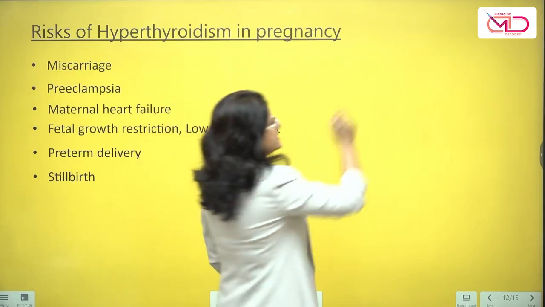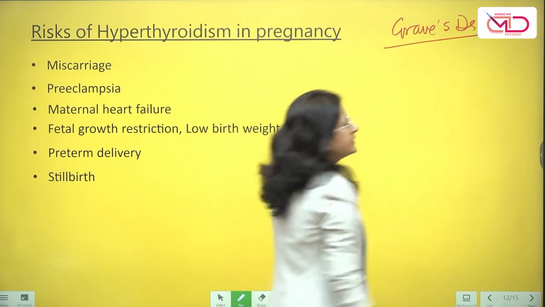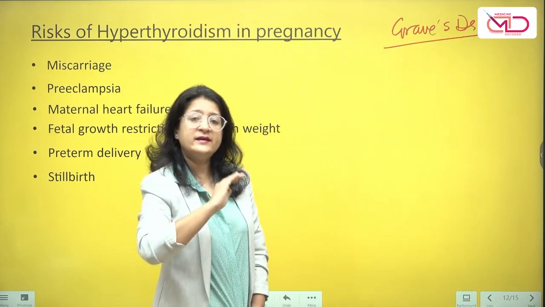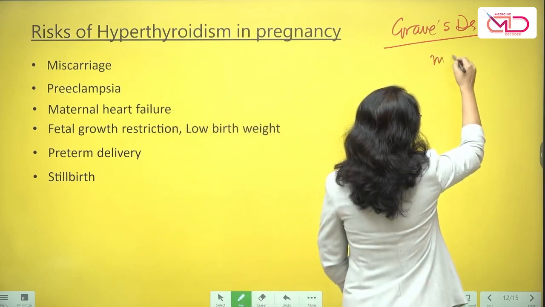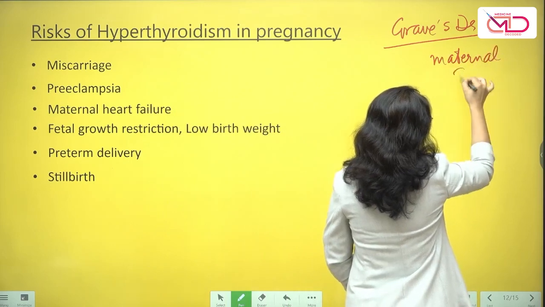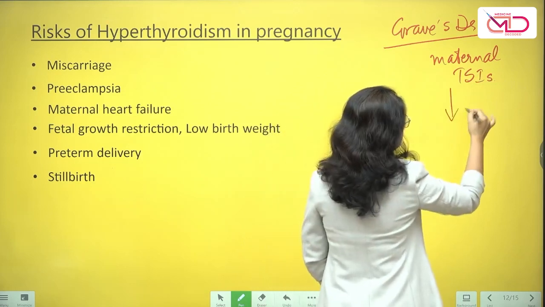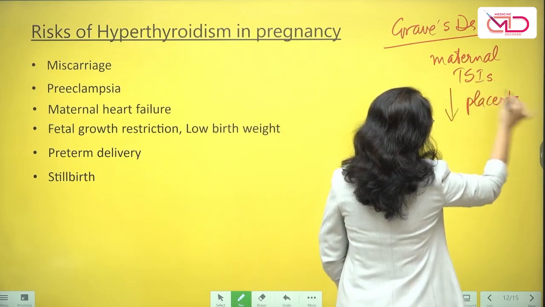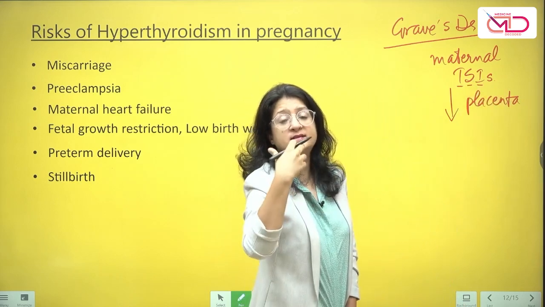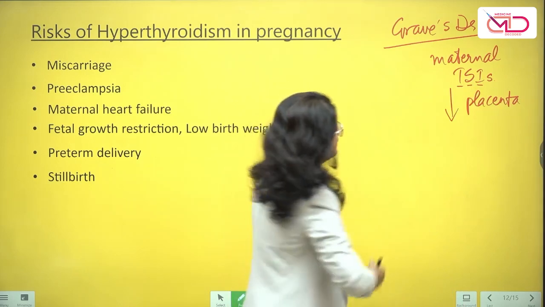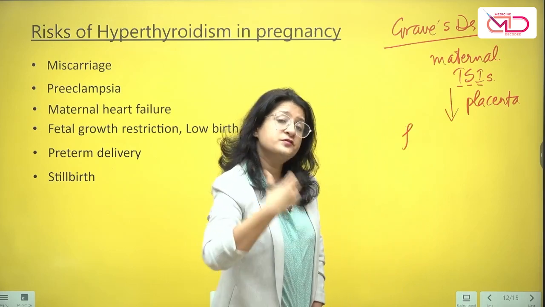Now, with Graves' disease, where maternal autoantibodies are present in circulation, there can be very distinct effects on the fetus as well. The maternal autoantibodies, which are thyroid stimulating immunoglobulins, can cross the placenta. These are autoantibodies against the TSH receptor of the stimulating type. So they can cross the placenta, reach the fetus, and cause stimulation of the fetal thyroid gland.